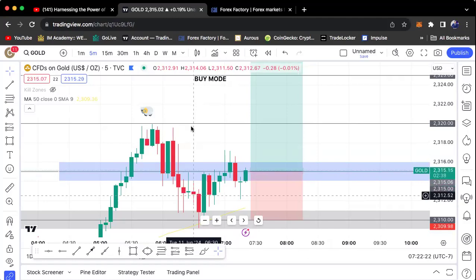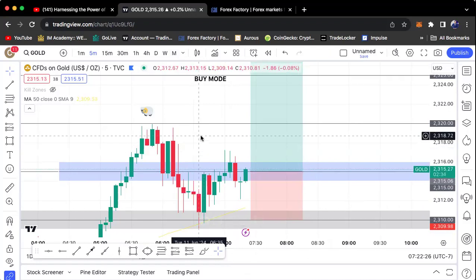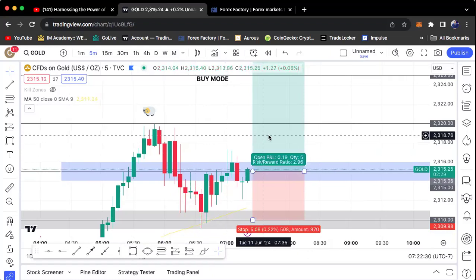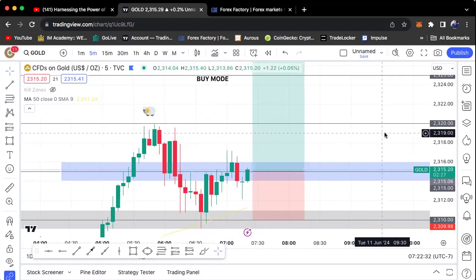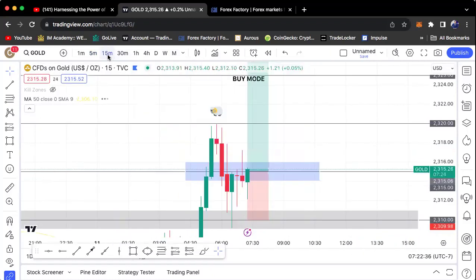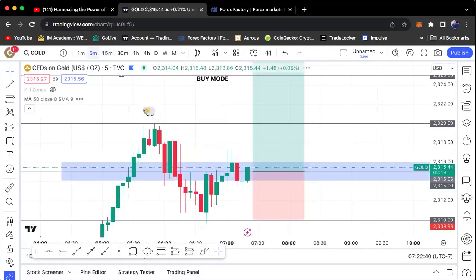Okay, awesome. But yeah, let's look at this. Let's wait for this to play out. Let's look at the 15-minute. Yeah, it's giving me a bullish 15-minute candle, so that's a good sign.